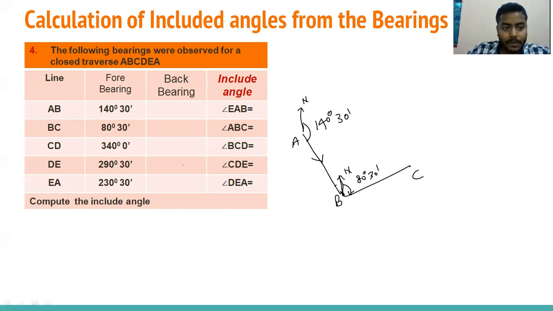Now C to D is 340 degrees. So this is north, you have to take 340 degrees. It will come in the fourth quadrant like this, somewhere here, for example D. So this angle is given as 340 degrees 0 seconds. Now D to E, 290 degrees. It will come like this, for example. This is E, the progressive work is like this, and this angle from the north that is given is 290 degrees.